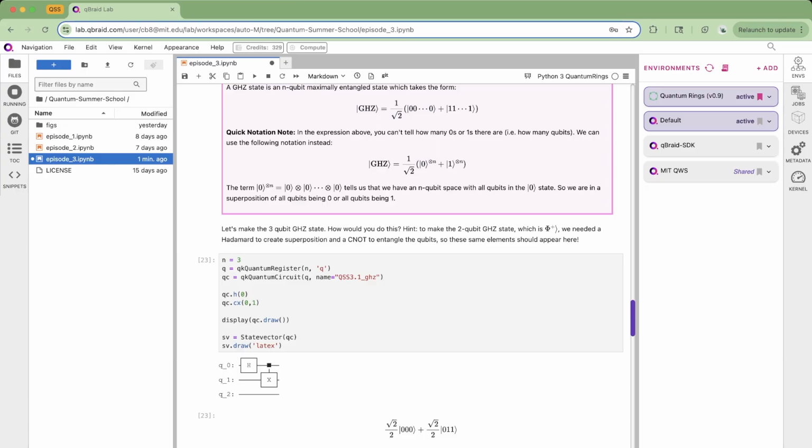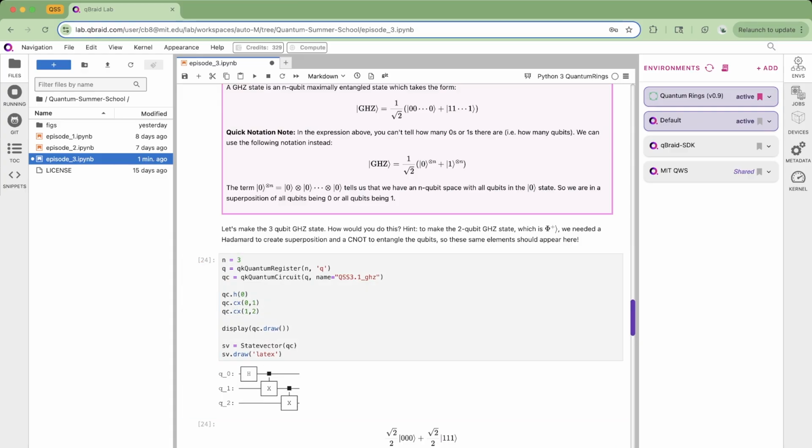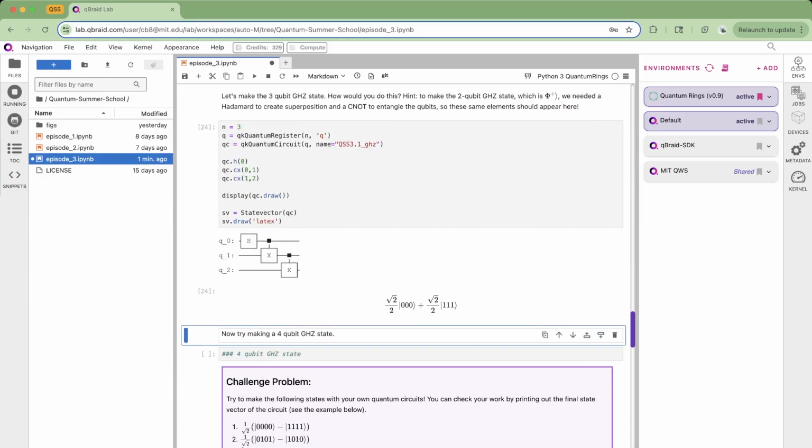But we need to flip the state of this 0 state here, or this is the 0 on qubit 2. And we can do that with another controlled NOT. So let's apply another controlled NOT, controlled on qubit 1, targeting qubit 2. And now we have our 3-qubit GHZ state that we wanted.